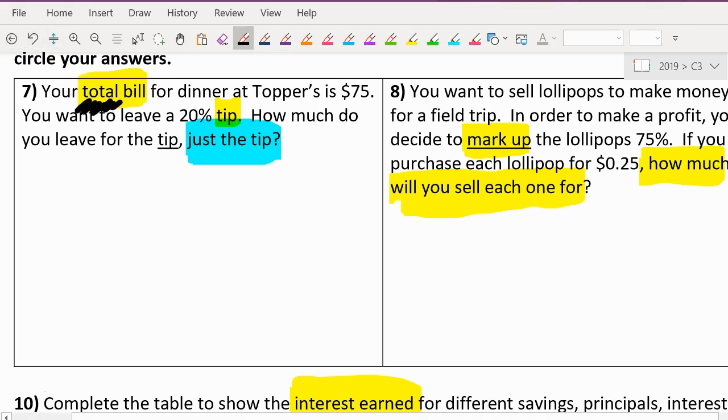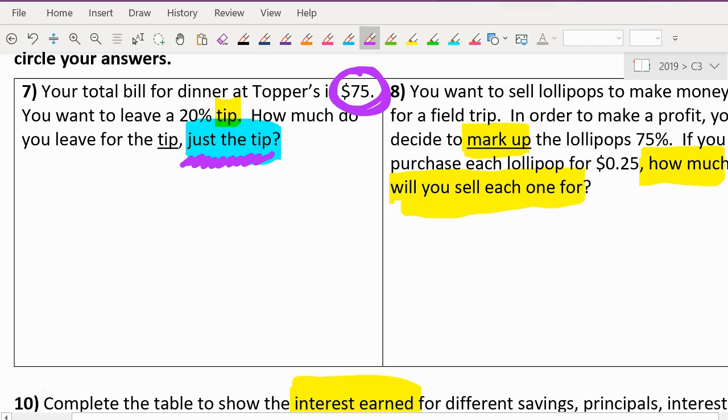Well, total usually means all of everything, but what happened in this problem? Right, they're not going to ask you for everything at the end of the problem. So it's a little bit misleading. Usually when you see total, you need to add the tip in, but nope. Our total to begin with is 75. We need to find 20% of that. How do we do that?